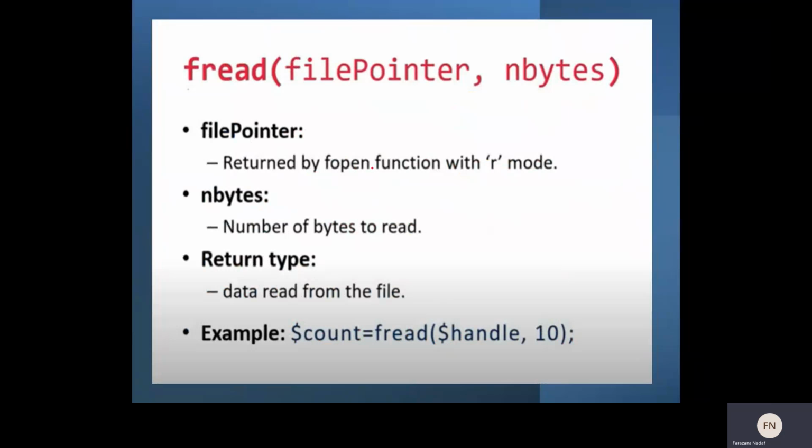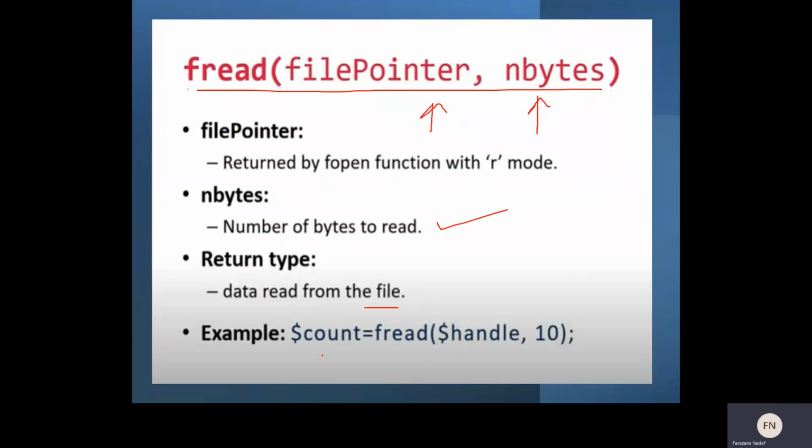The fread function reads the content of a file in number of bytes. It takes two parameters: the file pointer and n bytes. N bytes is the number of bytes to be read from the file. Then it returns the data read from the file. Whatever number of bytes you specify, that much file data is returned by the fread function.